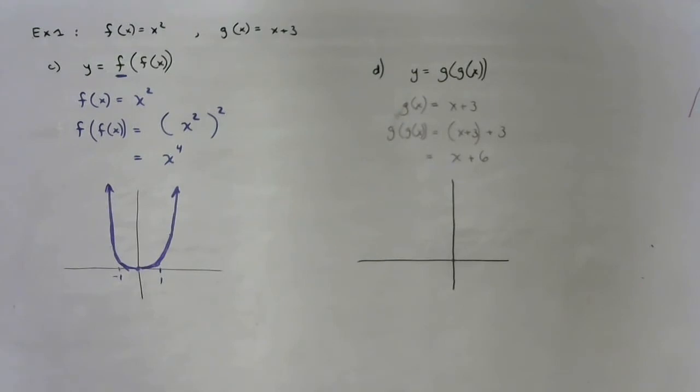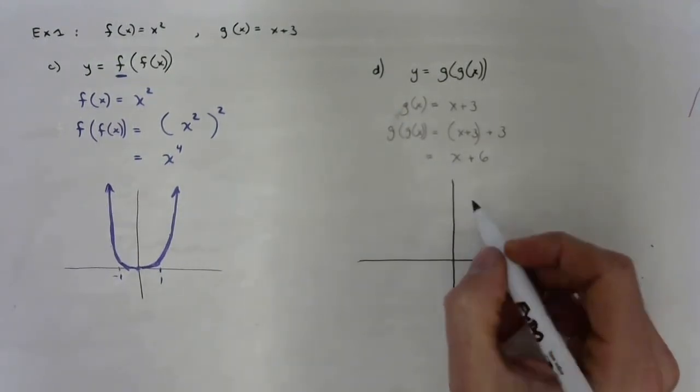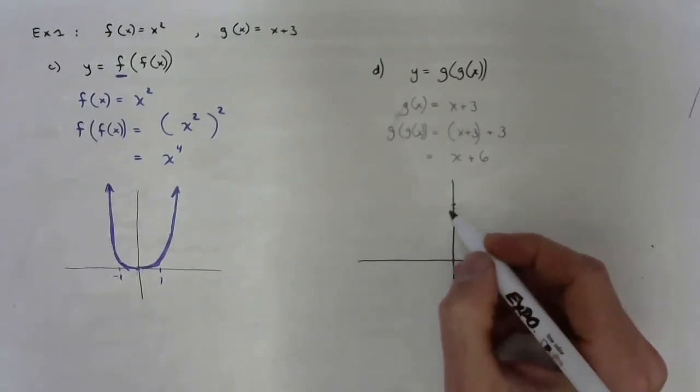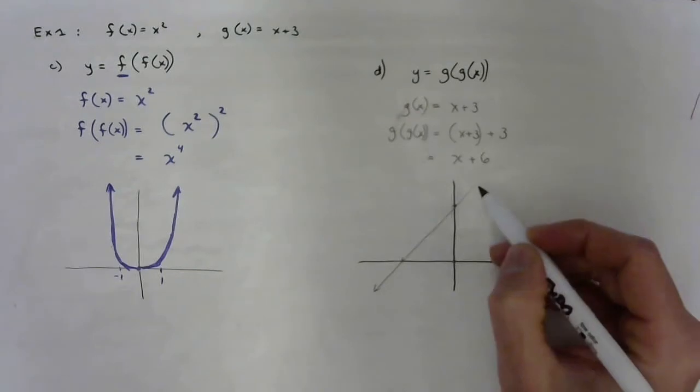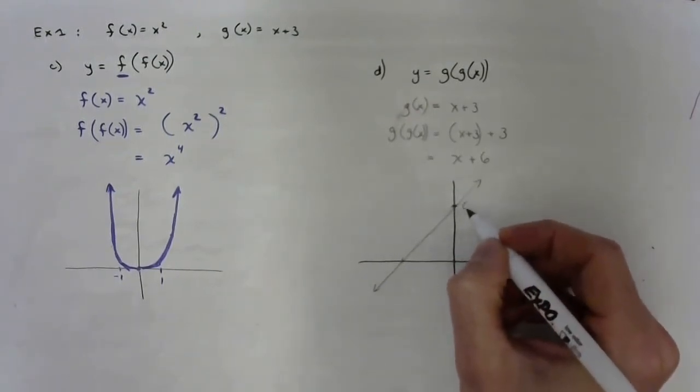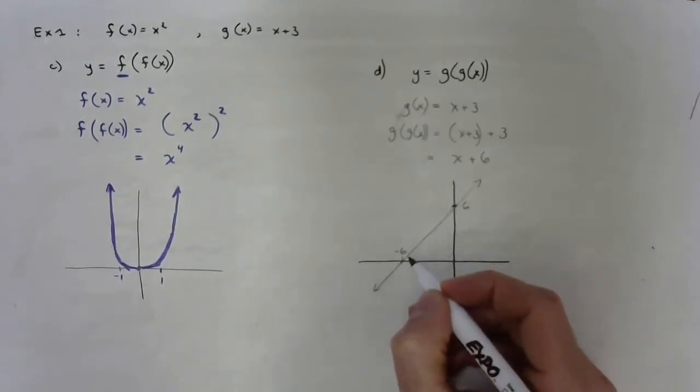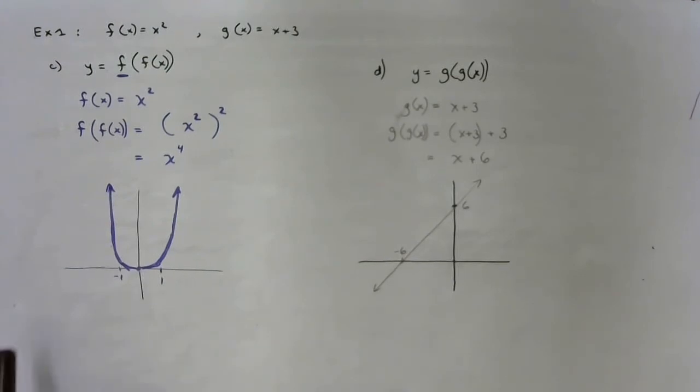So g of g of x just ended up being a linear function, with a slope of 1 and a y-intercept of 6. Something like that. And no restrictions on the domain or the range.